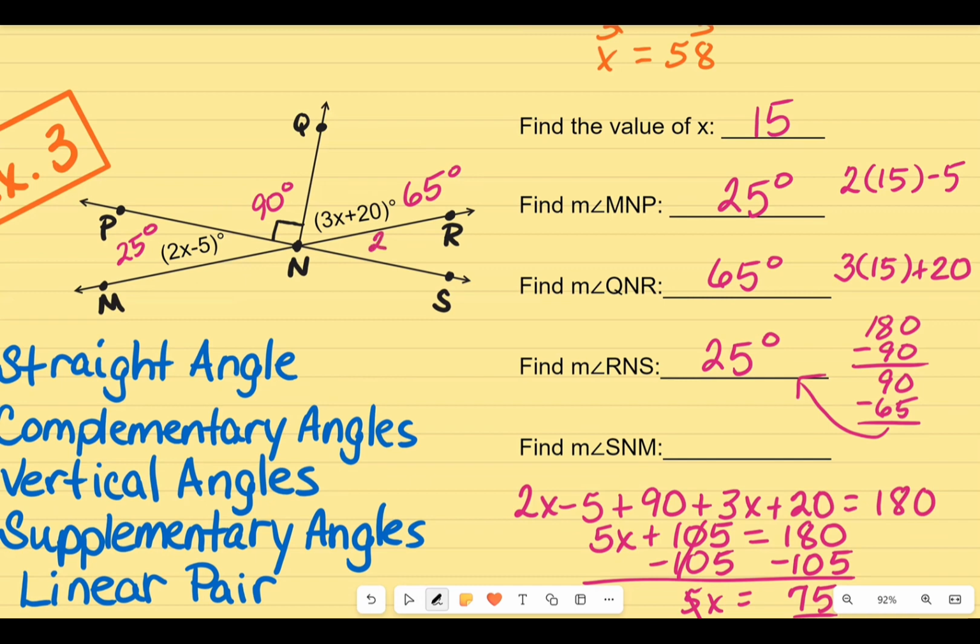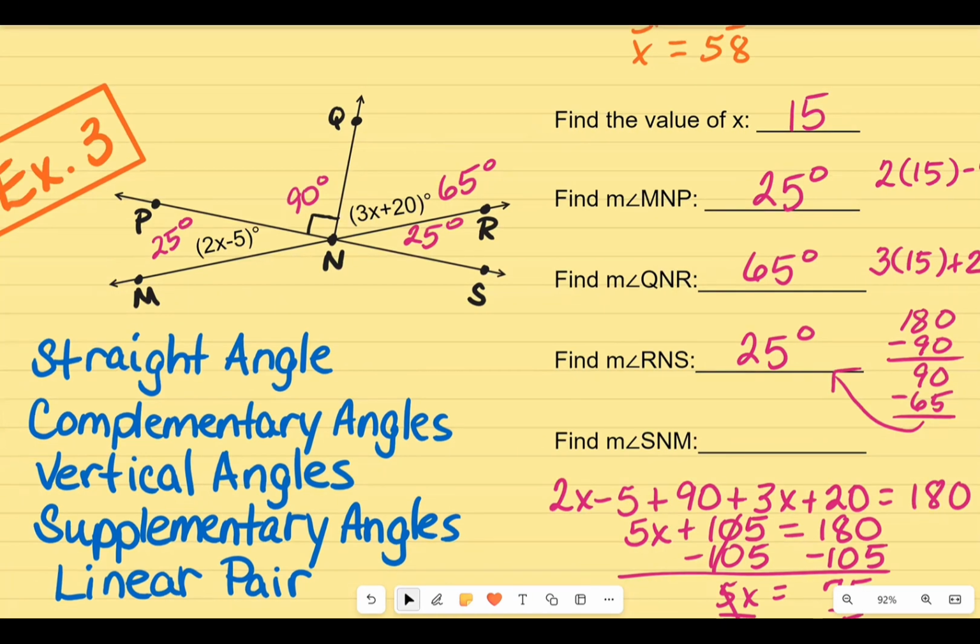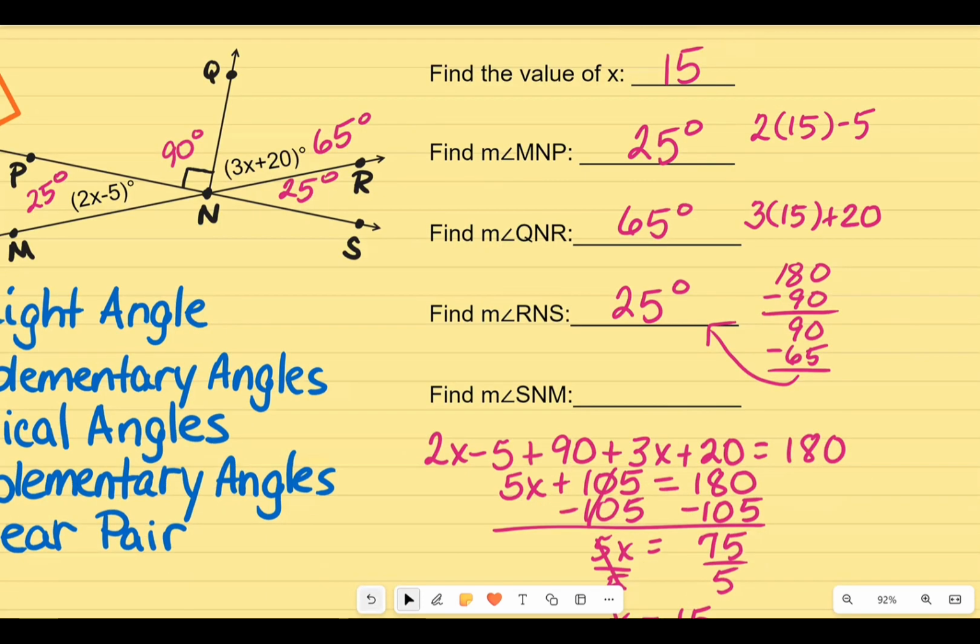So we know that this angle is 25 degrees as well as angle MNP. So the last angle that we're trying to find in this example is angle SNM. What I said earlier is this is a linear pair. It's a pair of angles on a line. And if I add those two together, they're going to give me 180 degrees because that's the definition of supplementary.